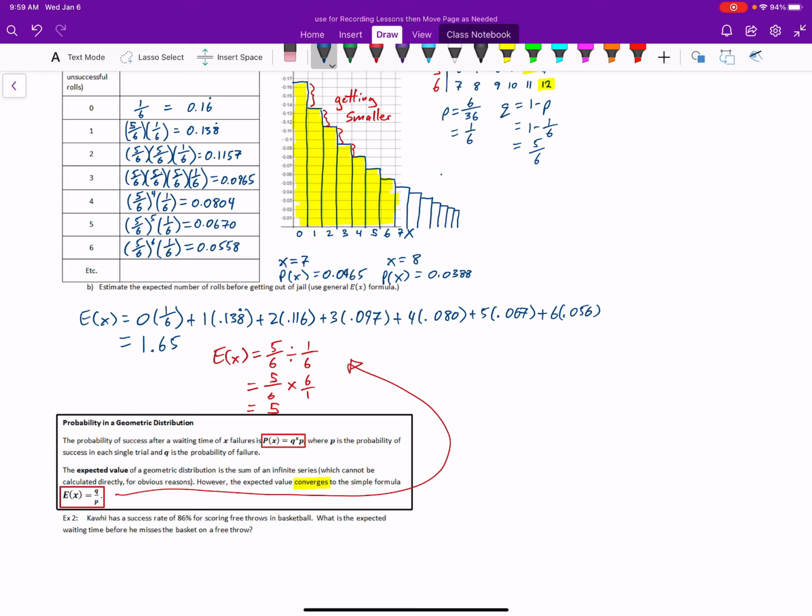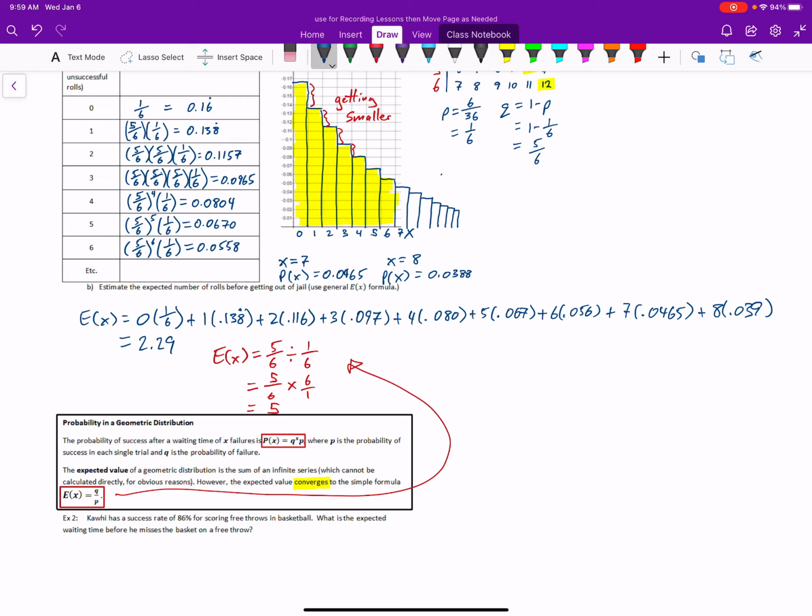let's just add those on here now, plus 7 times 0.0465 plus 8 times 0.039. What I got was 2.29. So that's a big difference, just adding those other ones on there.